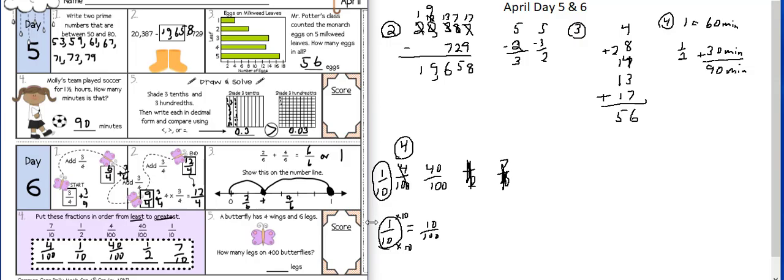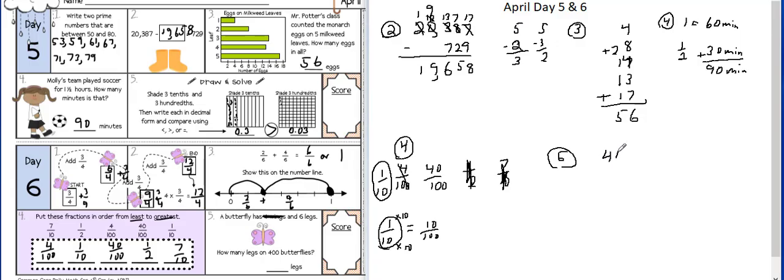All right, and then number 5. A butterfly has 4 wings and 6 legs. How many legs on 400 butterflies? All right, so before the legs were the information we didn't need. This time it's wings. So I have 400 butterflies. Each one has 6 legs. So I have 6 legs 400 times.